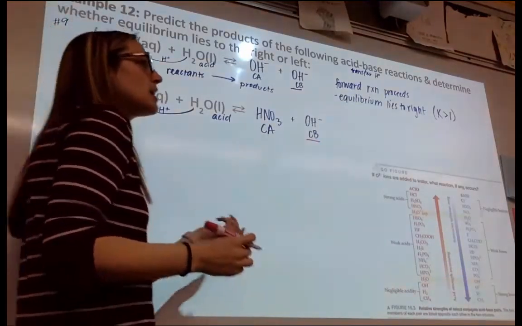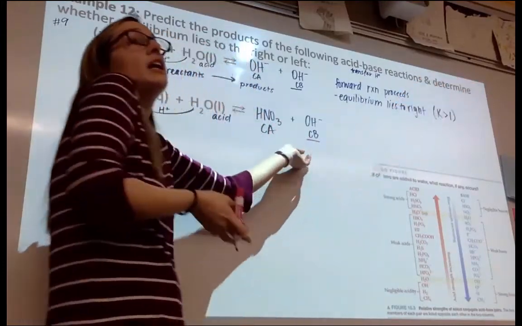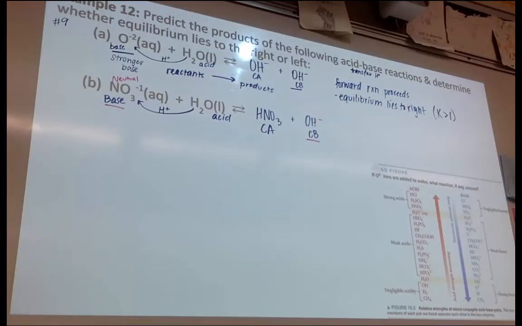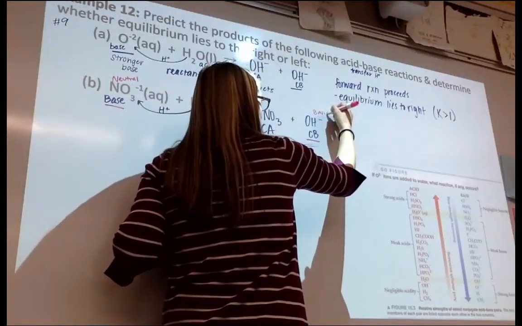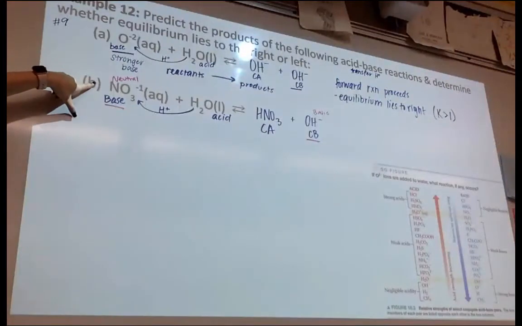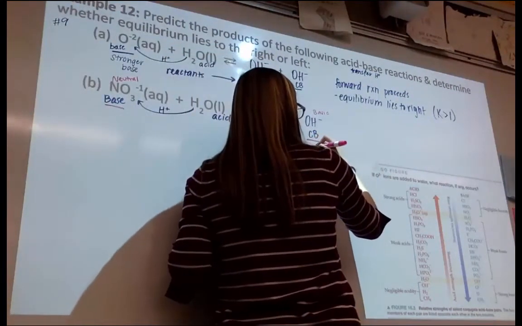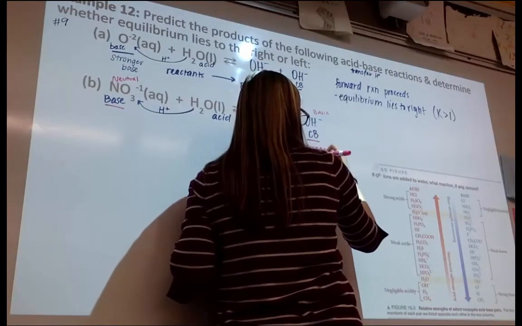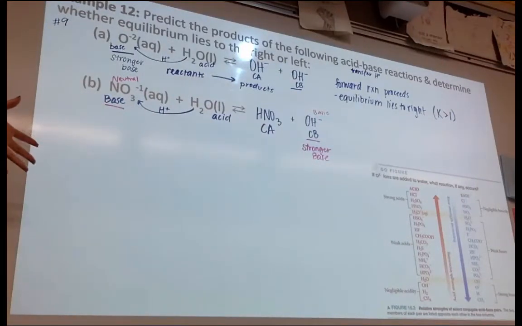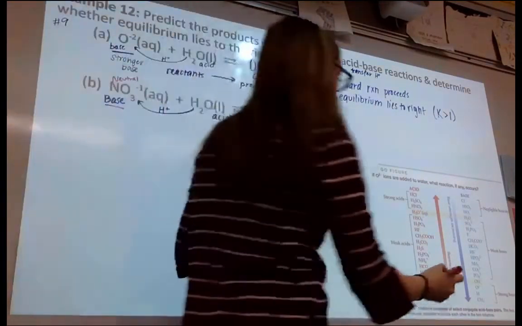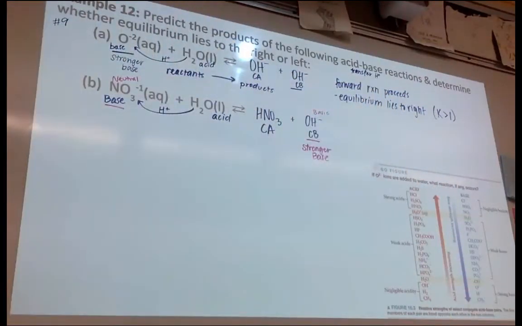We know that hydroxide is basic because we've been looking at strong bases having hydroxide. So we know that hydroxide is basic. It doesn't matter if it's strong or weak because NO3 minus is neutral. So what this means is that hydroxide is the stronger base. Now you could look at this chart and double check. You find that OH minus down here is stronger than NO3 minus near the top.